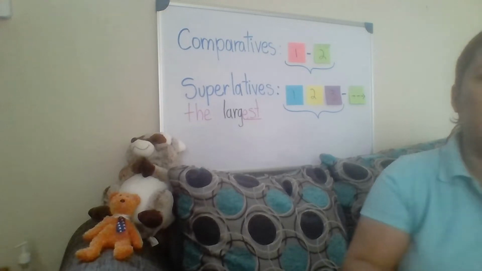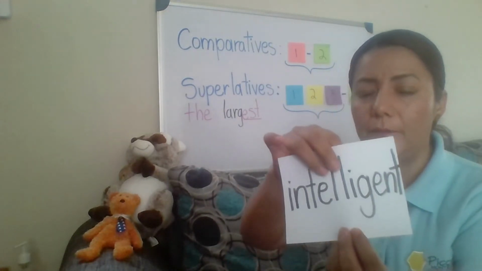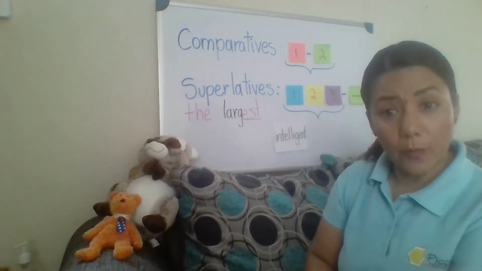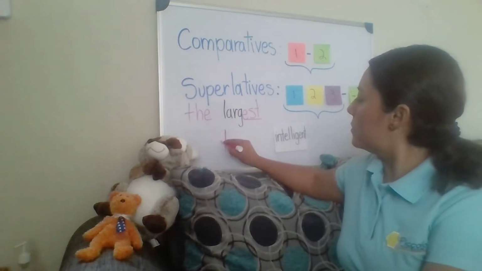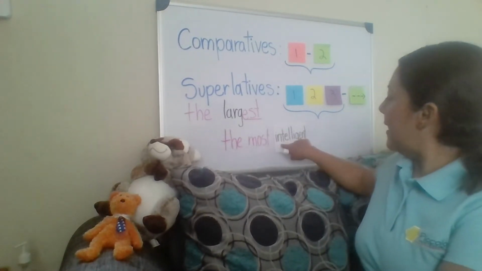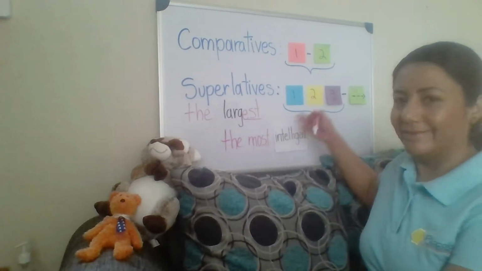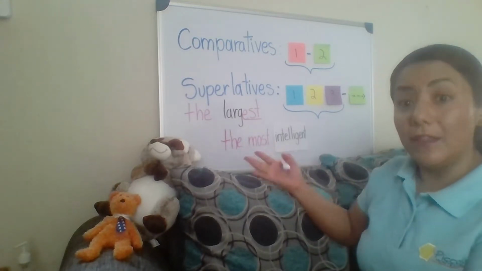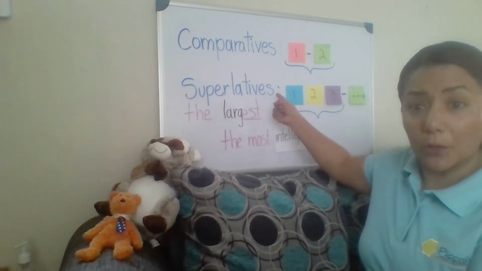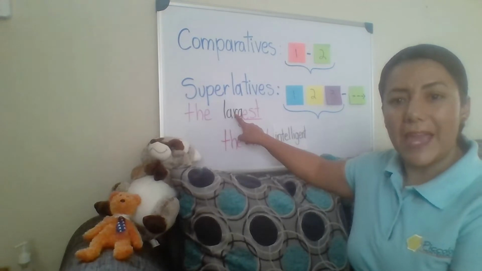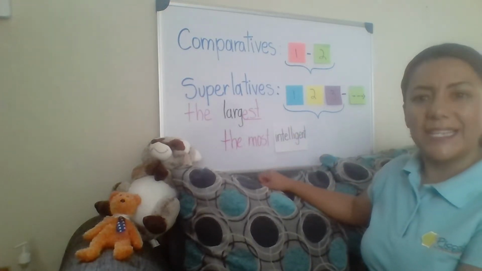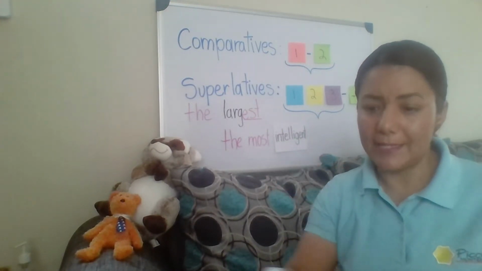Okay. So, let's pick a long adjective. That's long, okay? So, the book says, we need to write the most intelligent, the most intelligent student in the class, for example. So look, now we know how to make superlatives, how to use superlatives if the adjective is short or if the adjective is long. You see, very simple. Let's go to activity one and see what we can do.